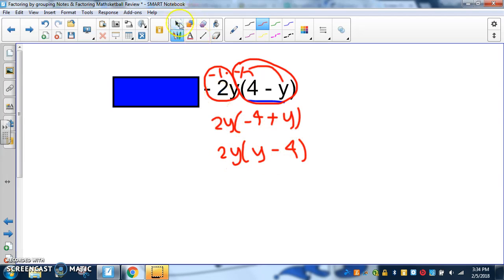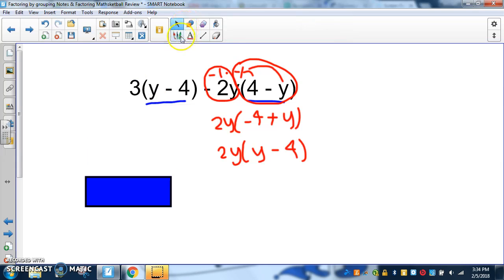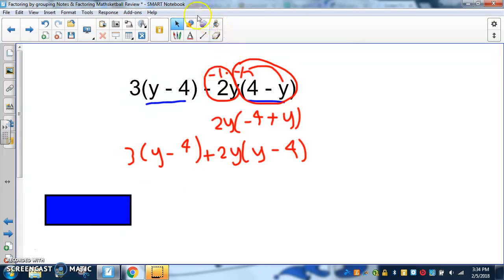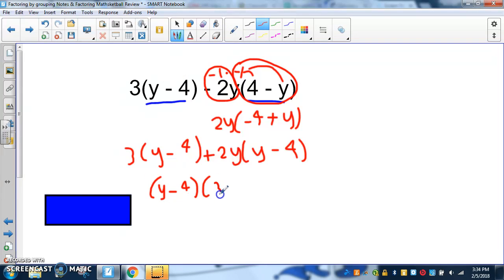And if you can kind of slug your way through that, you should hopefully be able to try number 11, because after I'm through at that point, I'm set because this problem is basically done. I've got two groups of y minus 4. Factor it out. And then write 3 plus 2y. That is it. We're done.